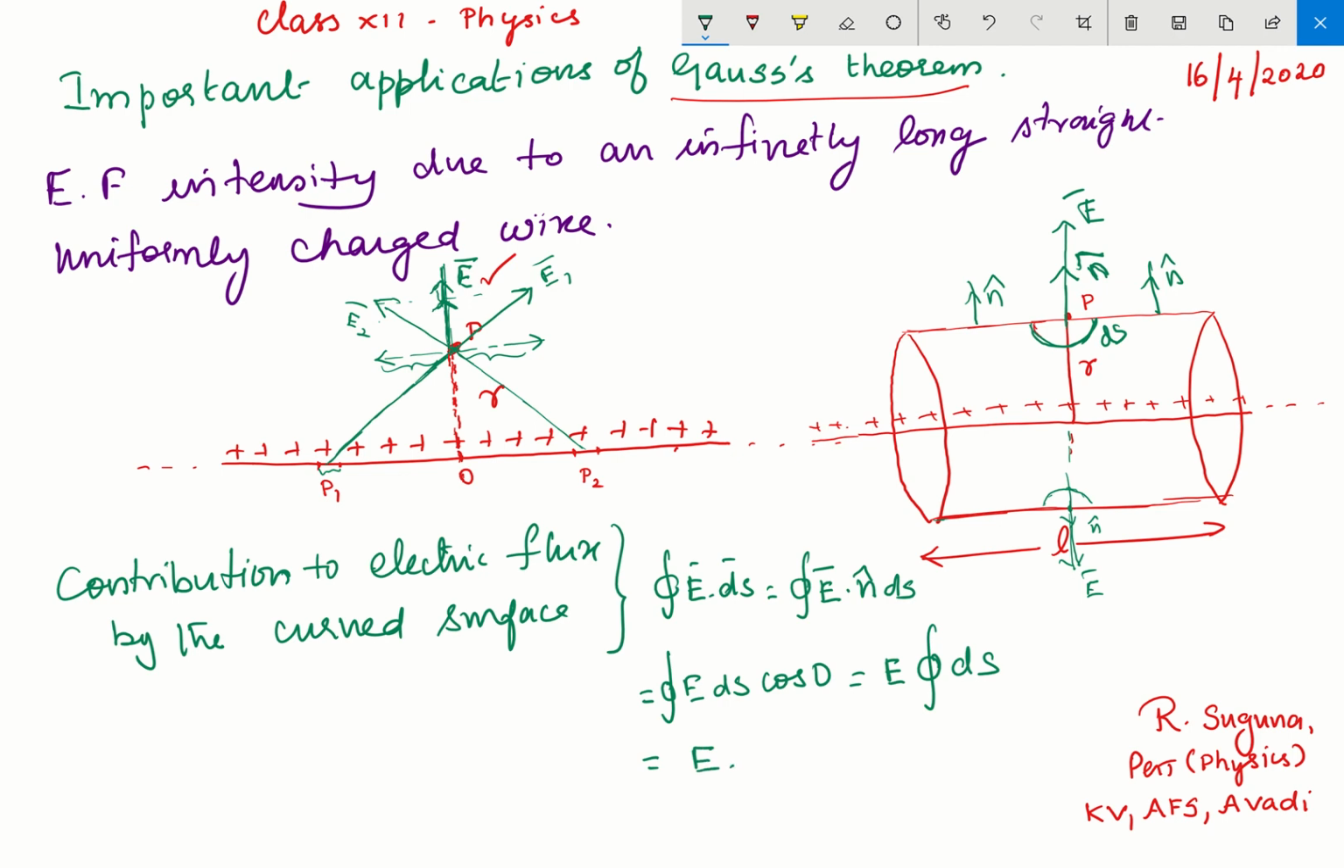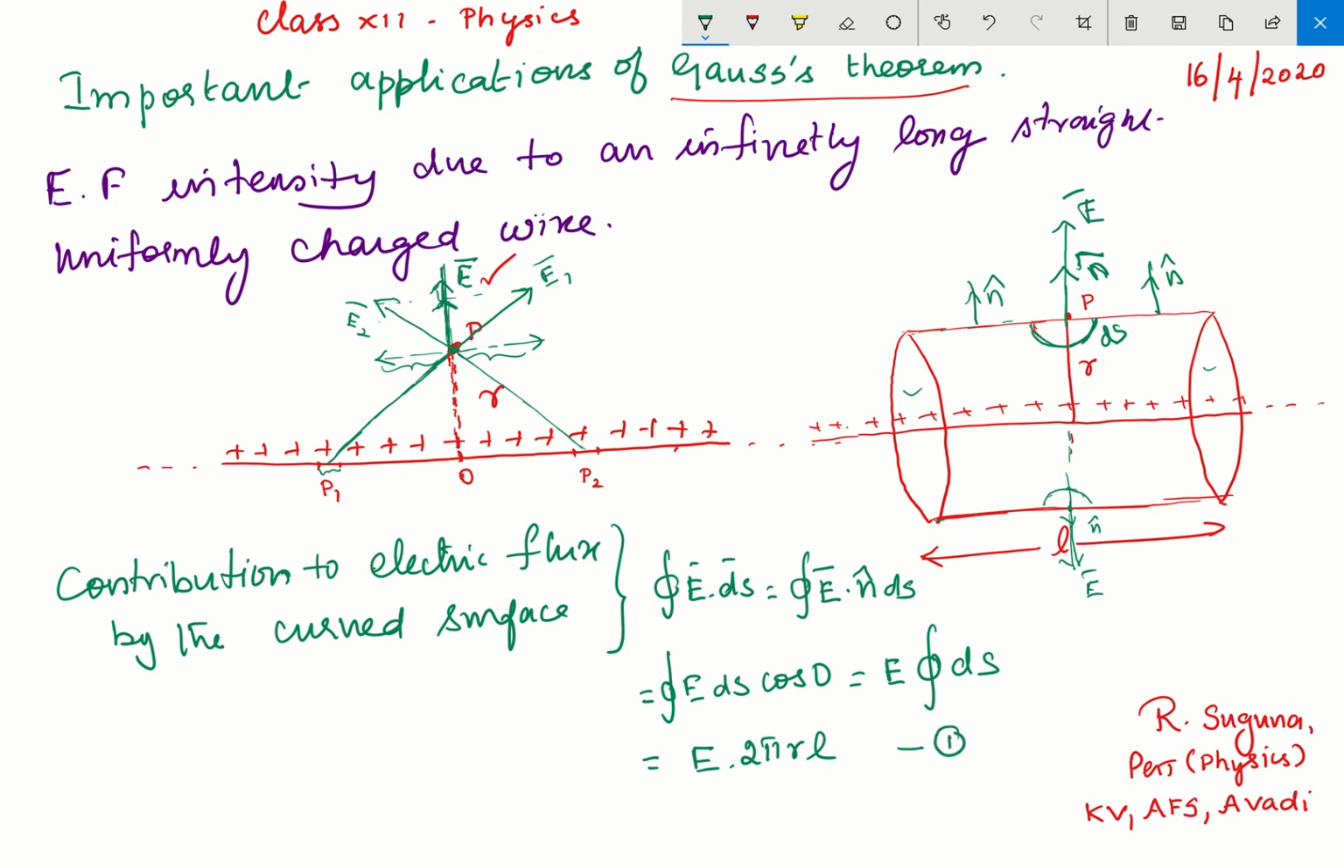ds here is the area of the curved surface of the cylinder. I have taken only this curved surface. There are end surfaces also that I have not considered so far. Only the curved surface. Therefore, the area of the curved surface is equal to 2 pi r l. Are you following? Therefore, this is one.